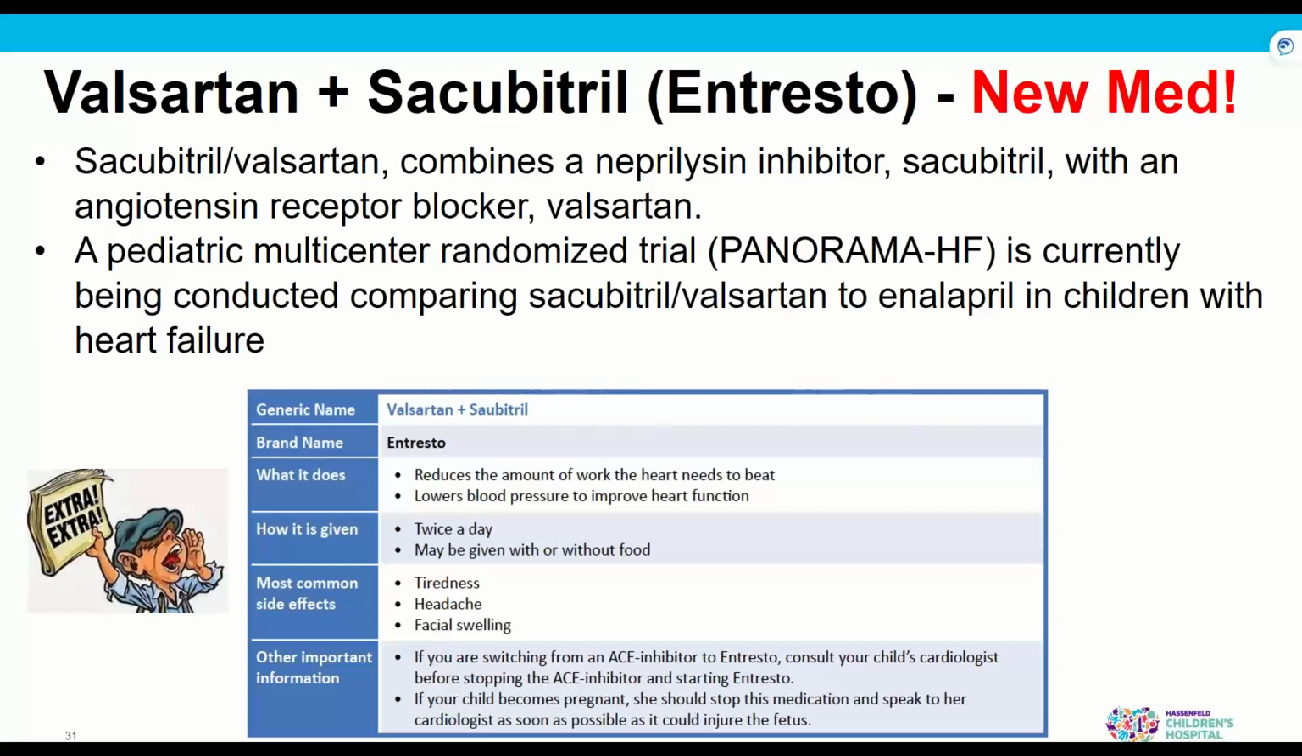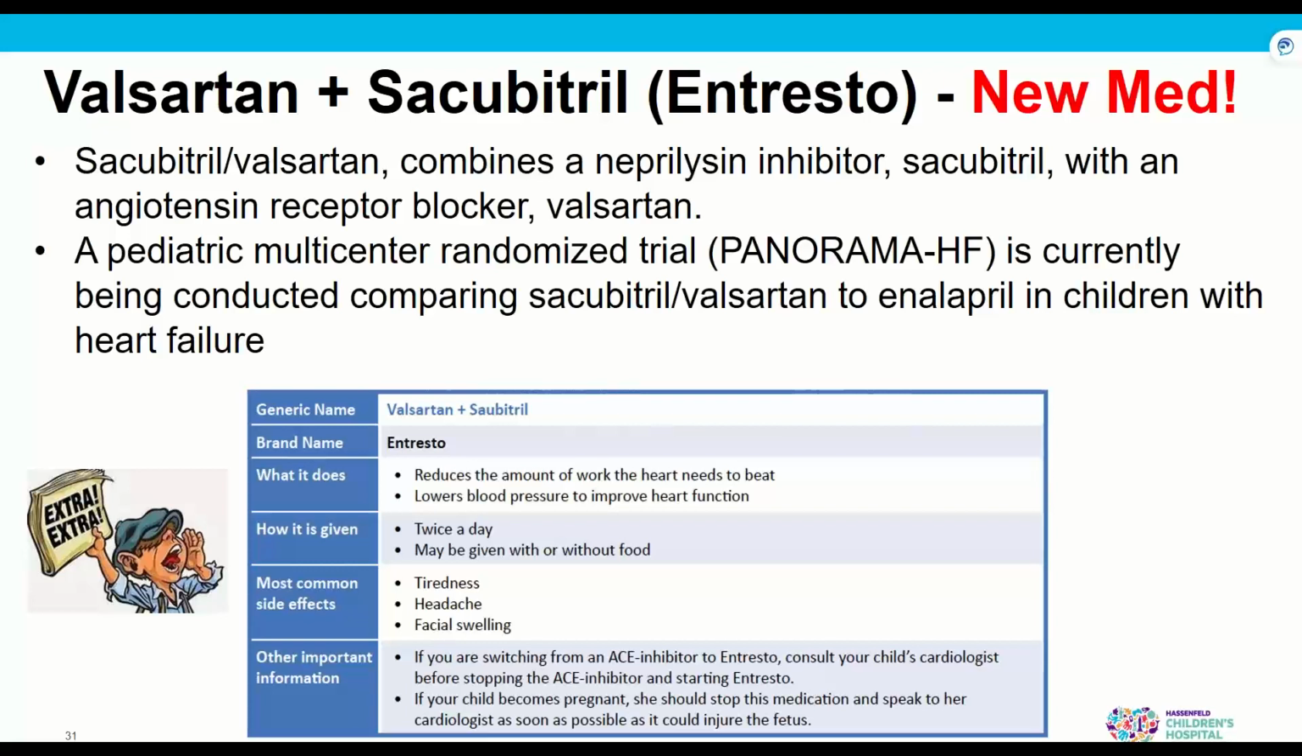That's sacubitril. And what neprilysin is, it's an enzyme that breaks down proteins that allow you to pee off extra fluid. So by inhibiting this enzyme, it allows more of this protein to exist in your body, hopefully then letting you pee off extra fluid. So it combines sacubitril with an ARB, which we already know about, which is valsartan.